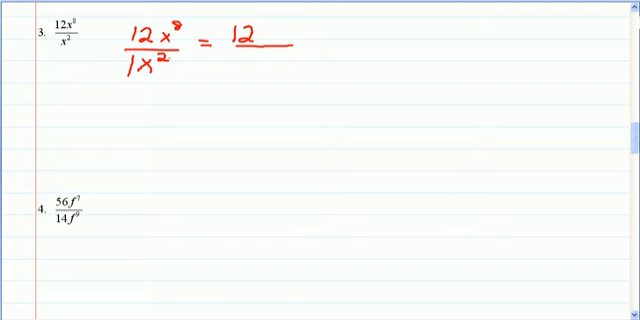So when we divide 12 divided by 1, we just get 12. And then since we're subtracting 2 from 8, our x goes in the numerator. We have nothing left in the denominator, so we can just write the number 1 and write our final answer as 12x to the 6th.